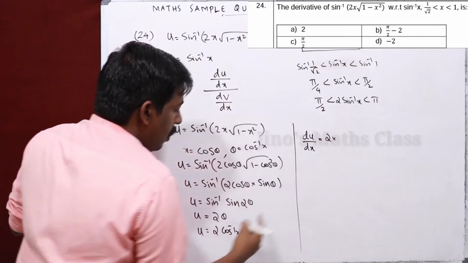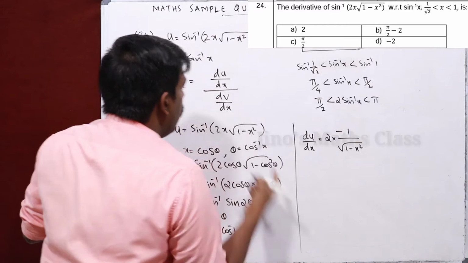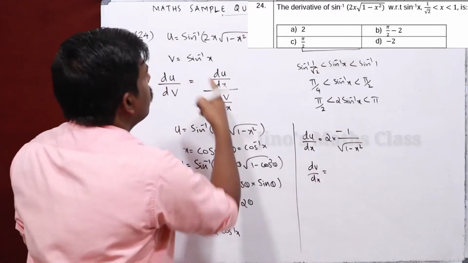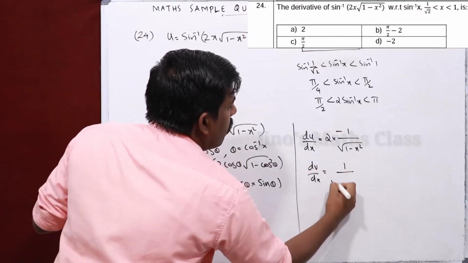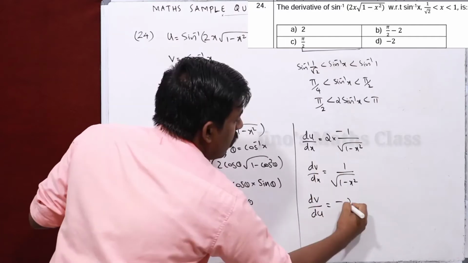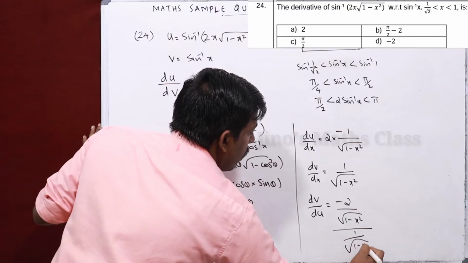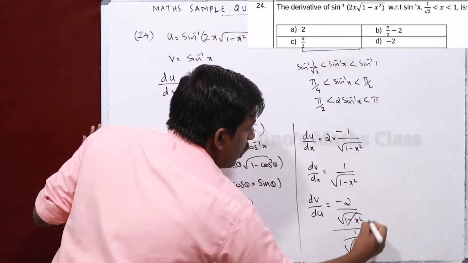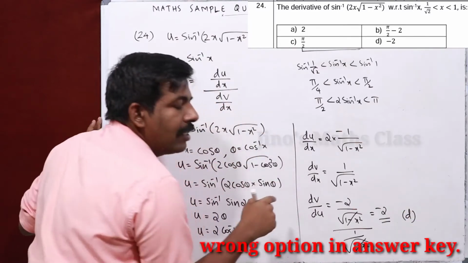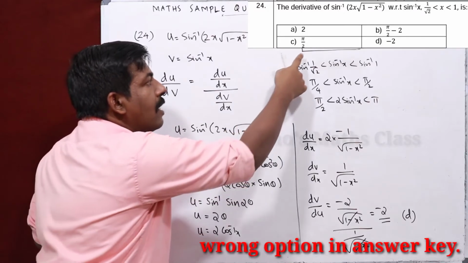Now u is equal to 2 cos inverse x, so we can find the derivative du by dx. That means 2 into the derivative of cos inverse x, which is minus 1 divided by root of 1 minus x square. Now we can find the derivative of v, that means dv by dx. That's the derivative of sine inverse x, that is 1 divided by square root of 1 minus x square. So when we find the ratio of these two, that is minus 2 divided by root of 1 minus x square, divided by 1 divided by square root of 1 minus x square. At that time this root of 1 minus x square we can cancel. We will get minus 2. That's why option D is the correct answer. But in the answer key it is given as A, and they gave the answer as 2. They didn't consider this range.